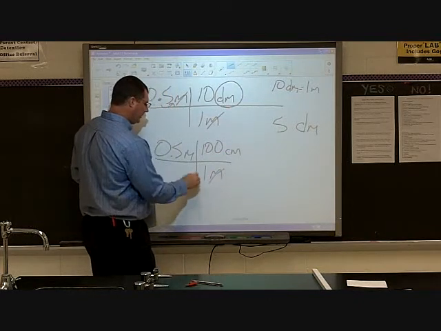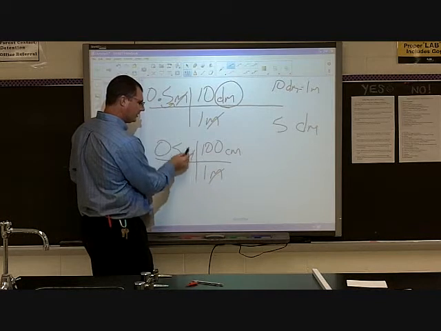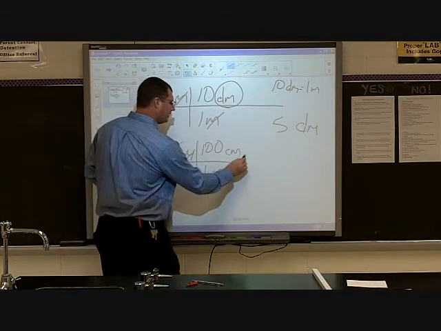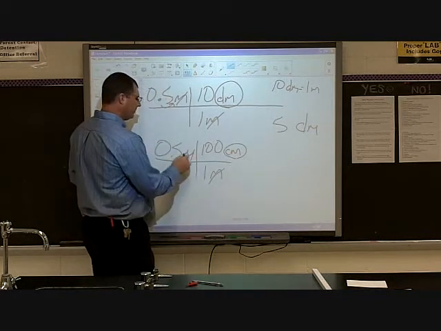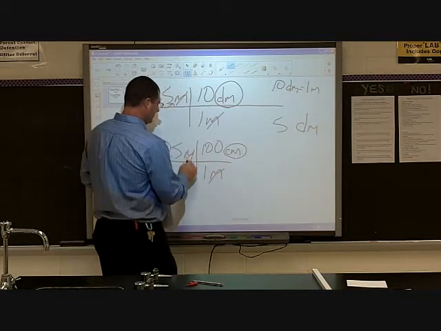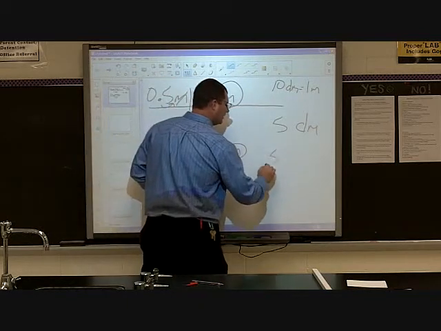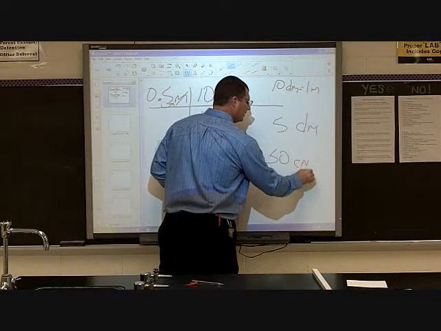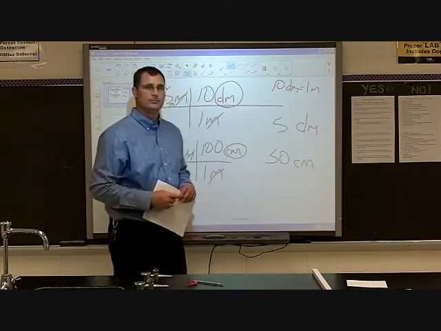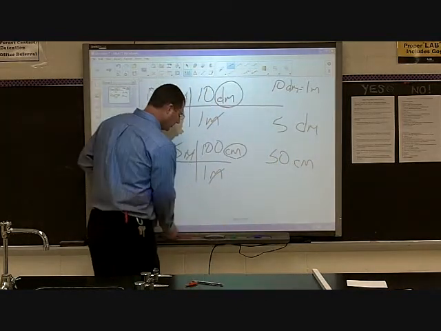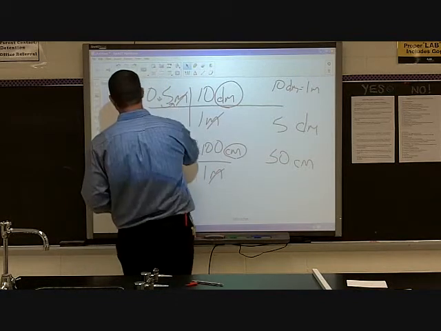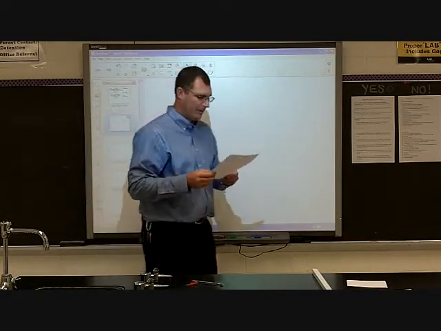So again, that way meters cancels out, because they're across from each other, up and down, and I'm left with centimeters. 0.5 times 100, move the decimal 2 spots, will give me 50 centimeters. Okay, so that's all I'm going to do for the top. Let me move on to the second part here.